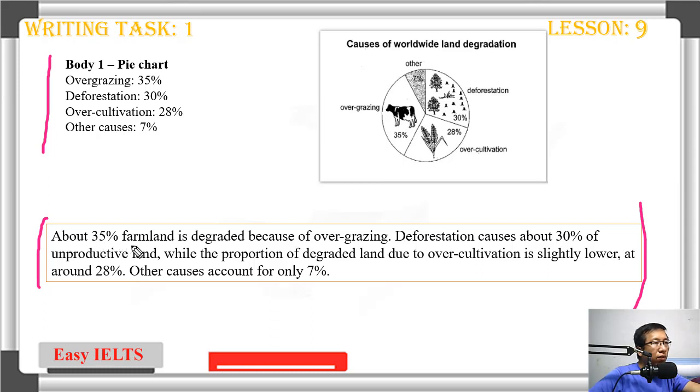About 35% farmland is degraded because of over-grazing. Okay. Deforestation caused about 30% of unproductive land, while the proportion of degraded land due to over-cultivation is slightly lower at around 28%. Okay, other causes account for only 7%. So that is body 1.